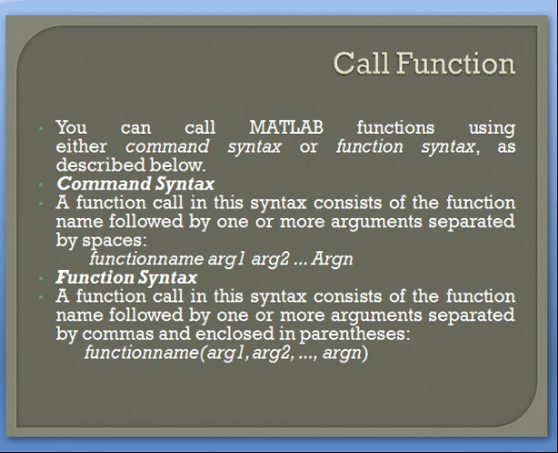Now in case of function syntax, a function call in this syntax consists of the function name followed by one or more arguments separated by commas and enclosed in parentheses. An example is function name, bracket, argument 1, comma, argument 2, till argument n, and bracket close. This is the difference between the command syntax and the function syntax.